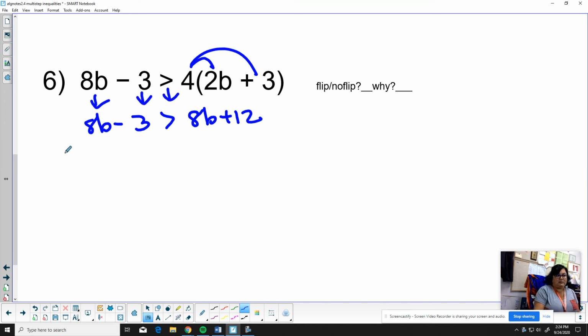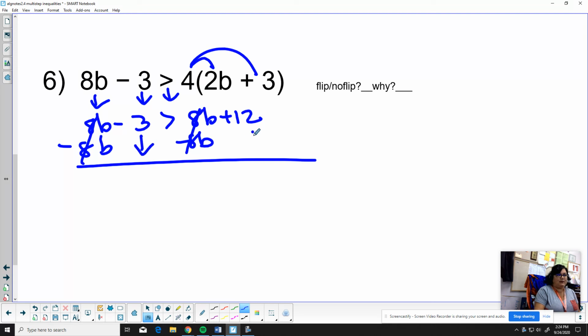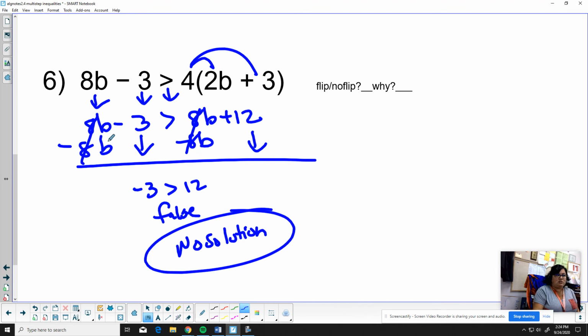So now again, I notice that 8b is the same. So I'm subtracting 8b on both sides, and the constants drop down now. So this is negative 3 is greater than 12. Well, it's not eating the big one. The big one's 12 because all positives are bigger than negatives. So this is false, which means the answer is no solution. So that's just a different situation when both of the variables cancel.